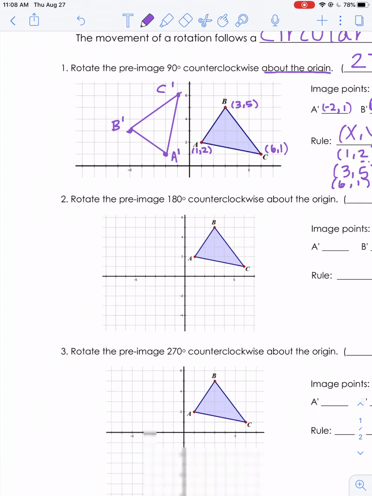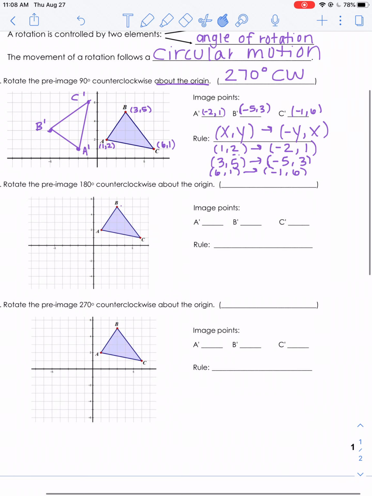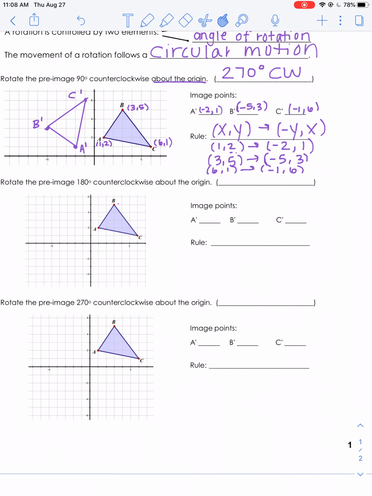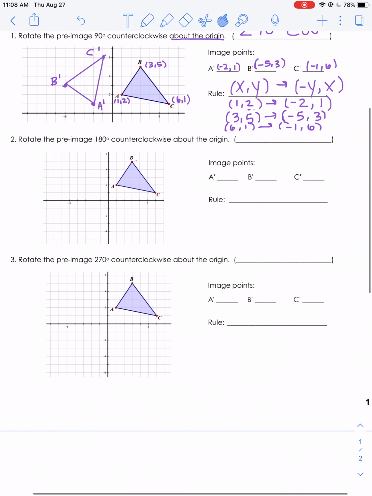To make our image the rotated triangle. So that's how we do 90 degrees counterclockwise. But what if we take the same one and rotate it 180 degrees counterclockwise?